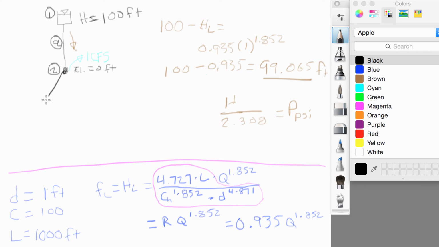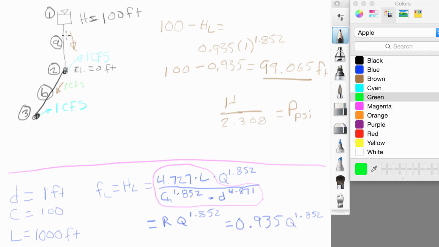We'll make a new pipe. This will be pipe B. This will be node number 3, and we're going to define a boundary condition here of another 1 CFS. Now we know just by inspection that, let's draw a flow arrow down here, the demand is coming down this way. In this pipe we know the flow is 1 CFS.